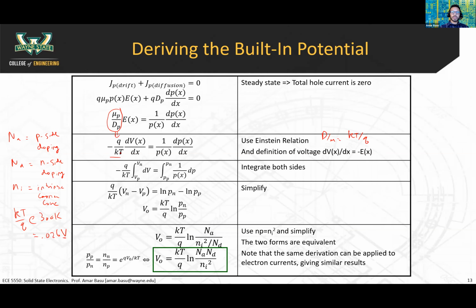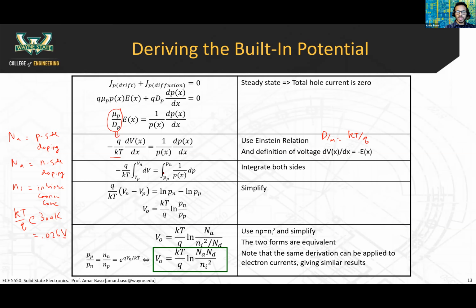The other thing we do here is that the electric field is equal to the gradient of the voltage. Now, this is something that we haven't really talked about too much. This is an electromagnetics concept. Electric field is the spatial derivative of the voltage. So that's where this came from.